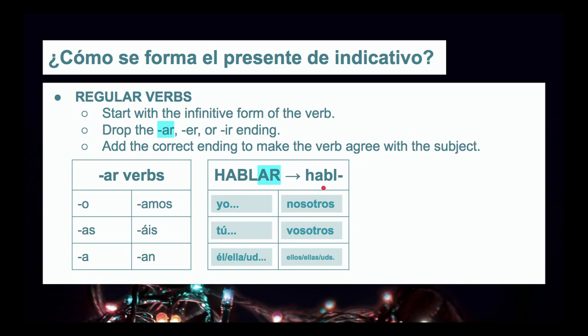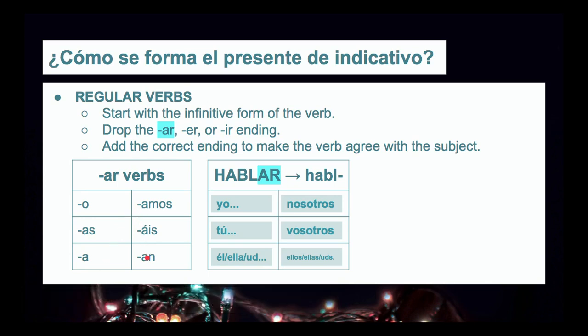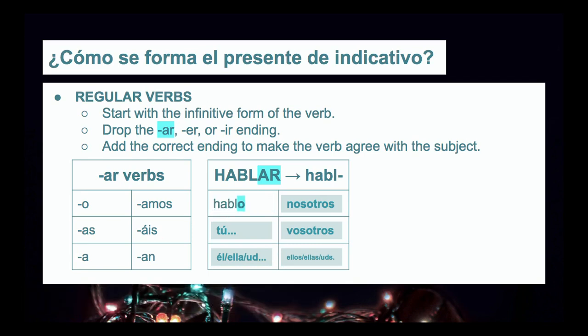From there, we add the appropriate ending that corresponds with the subject pronoun we're going to use. I find it helpful to memorize the endings in this order. O, as, a, amos, áis, an. From there, I can add those endings to the verb stem. For example, to say, I talk, I say, yo hablo. All I did was add o to the stem of the verb.